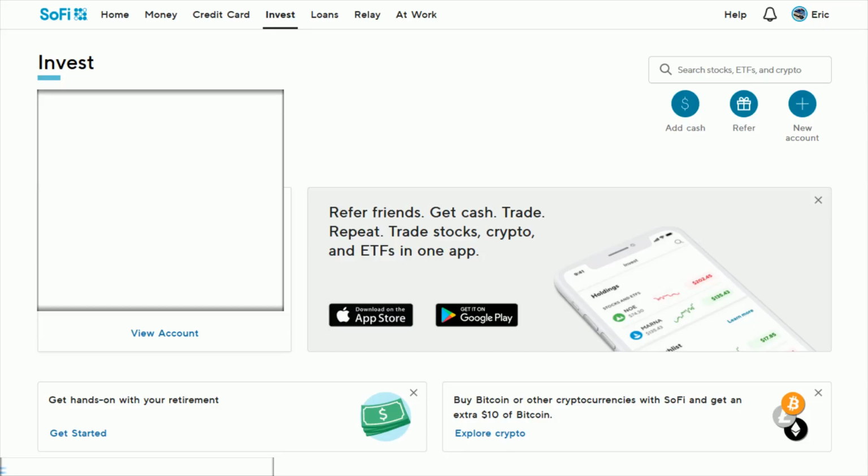Hey guys, in this video, I want to go over how you can sell assets from your Sofi Invest account, whether they'd be things such as stocks, ETFs, or cryptocurrencies that you may own. So what you want to do is log into your Sofi account and then click on the Invest tab.